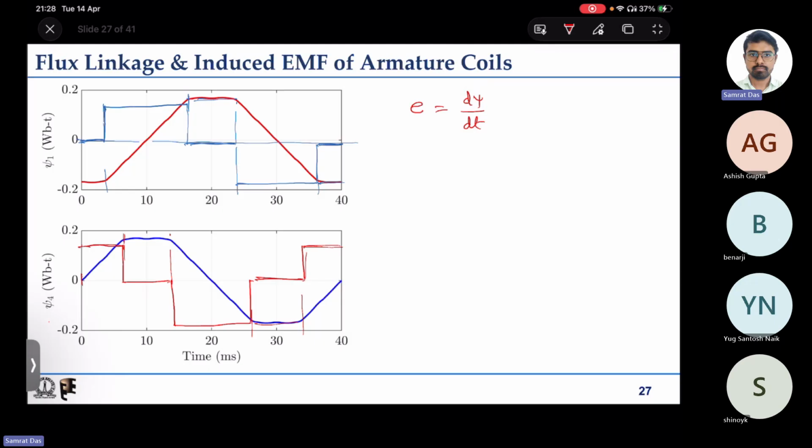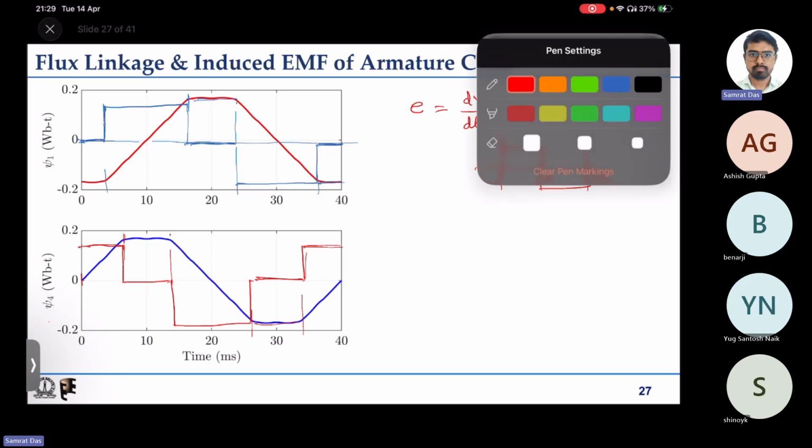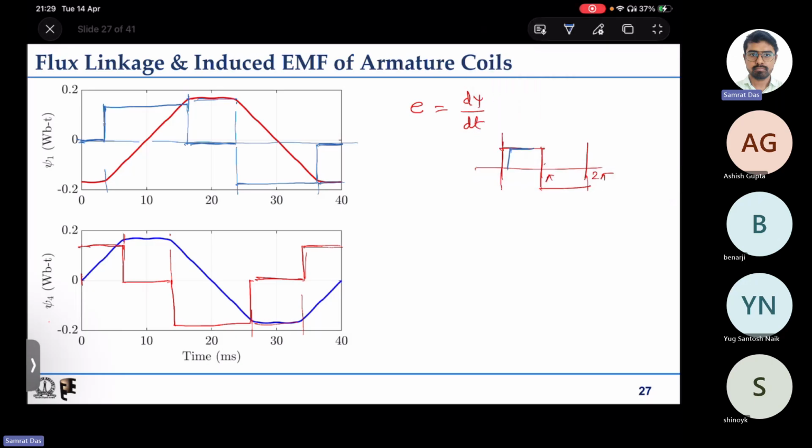So you can see that the induced EMFs are quasi square in nature. We discussed what we mean by perfect square. If this is the time period and this is 2 pi, this is pi, and if a waveform is like this, for 0 to pi it is positive and from pi to 2 pi it is the same value negative, then that is what we call a perfect square wave. But if it has some zero regions also, then that waveform is called a quasi square wave. So we find that the induced EMFs of the armature coils are quasi square in nature.